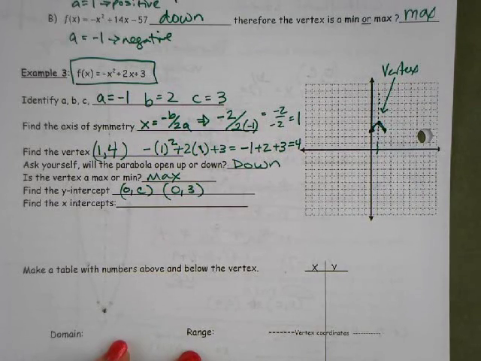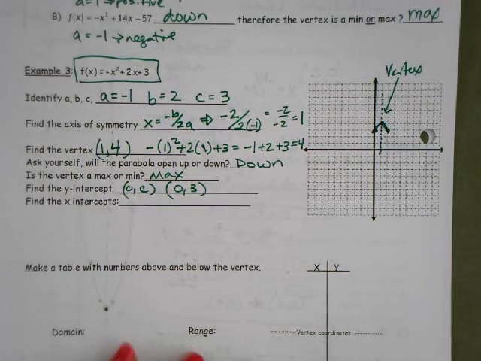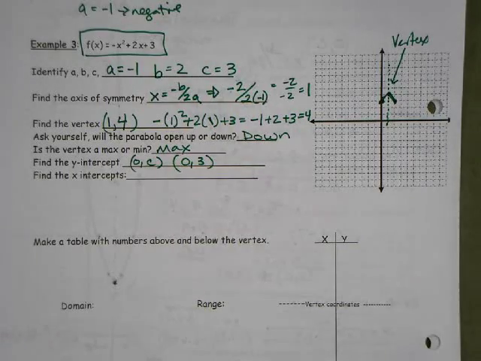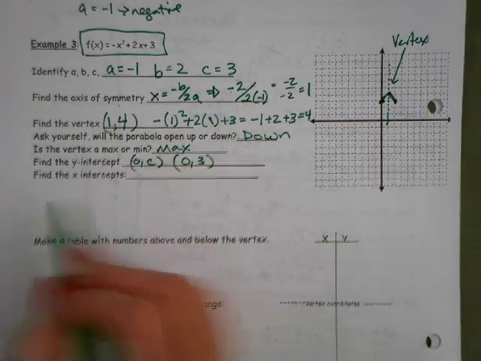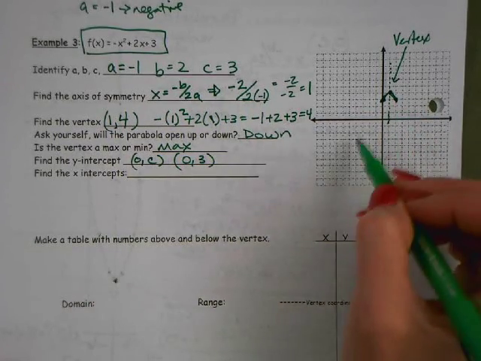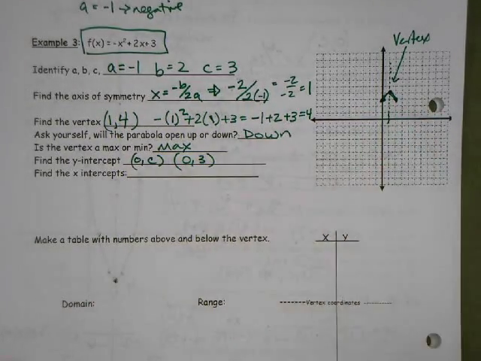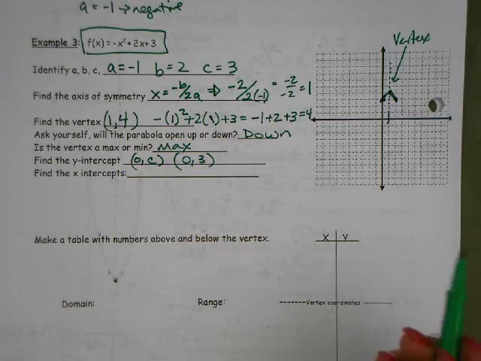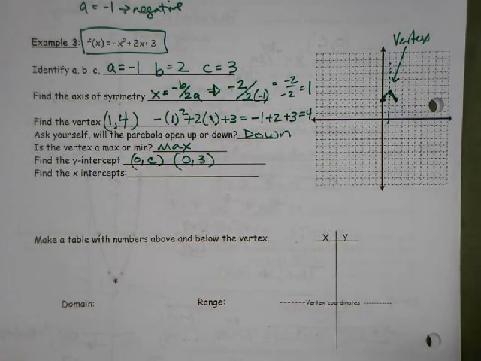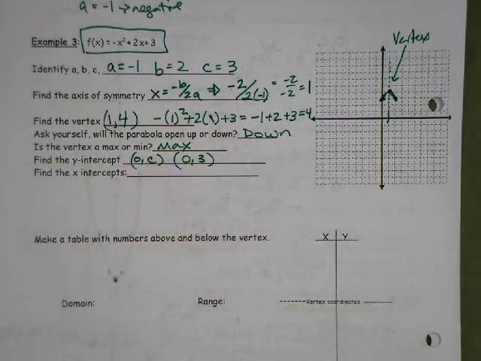Now you want to find the x-intercepts and decide where it's going to cross this axis, because you can tell it's going to go down and hit it somewhere. You could do the quadratic formula. You could do factoring if you wanted to. You decide. So go ahead and try to find the x-intercepts.